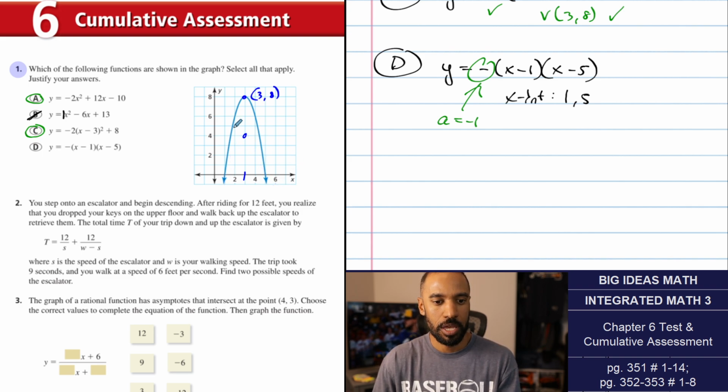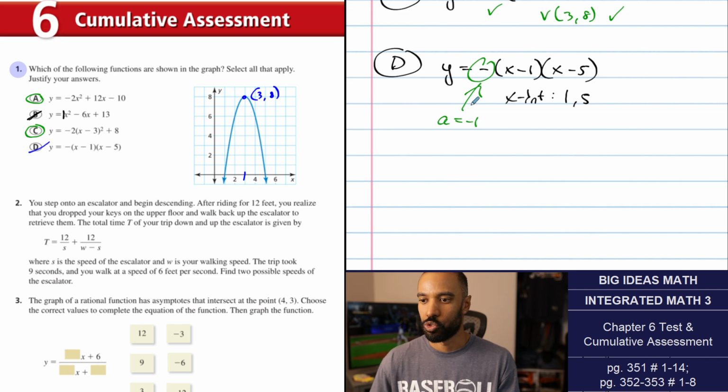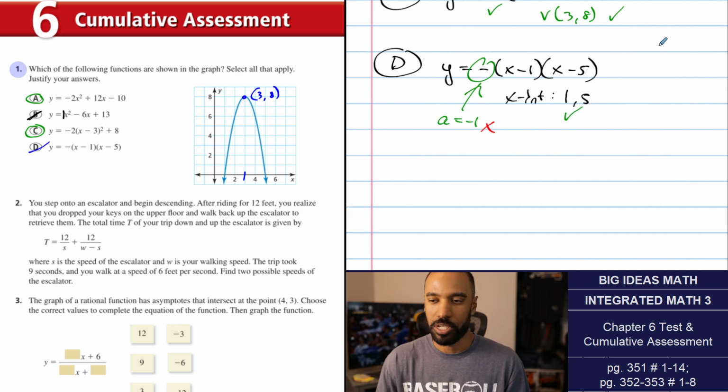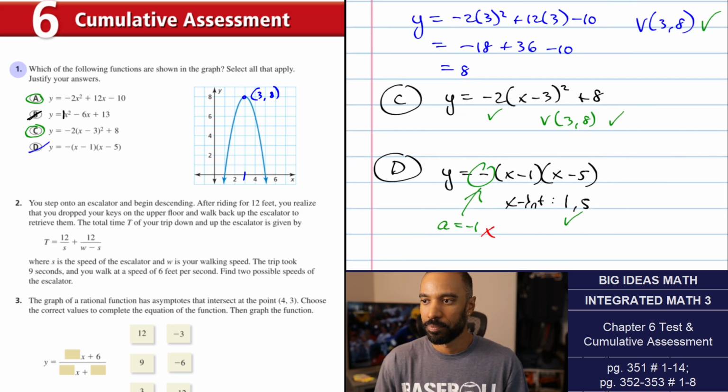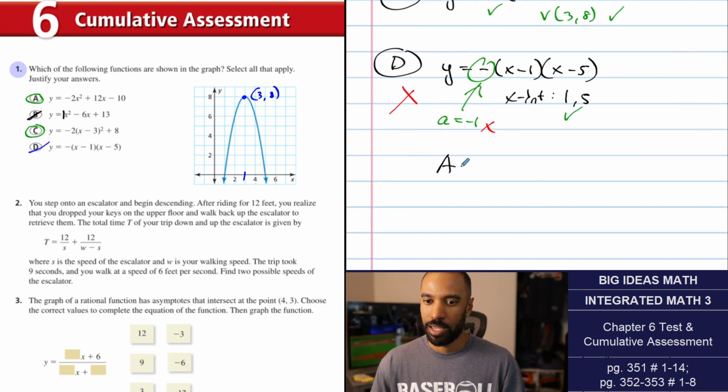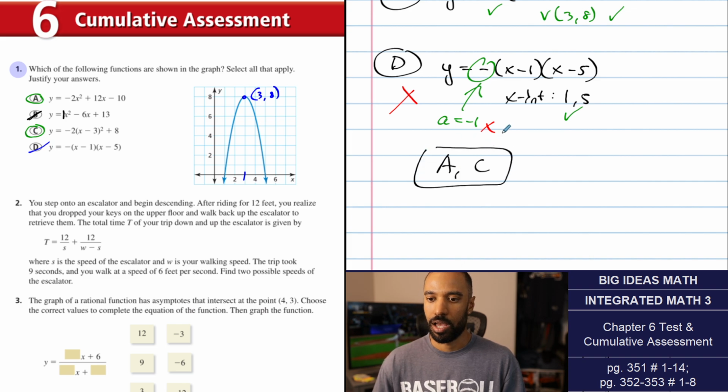So D is close, but D ain't it. So this is wrong, despite the fact that the 1 and 5 were correct. So the only answers here are A and C, not D and not B. So let me write that in full here. A and C. Okay. Number 2.